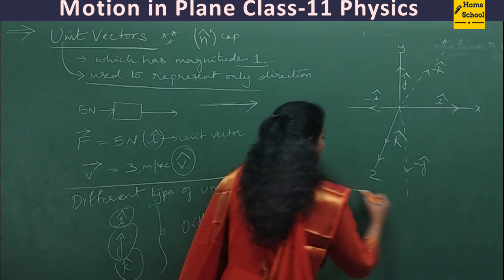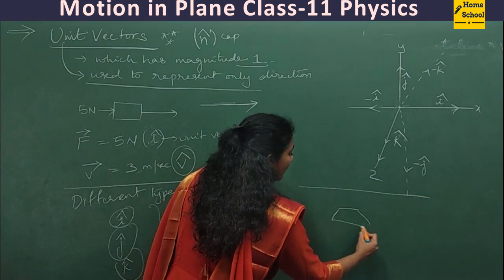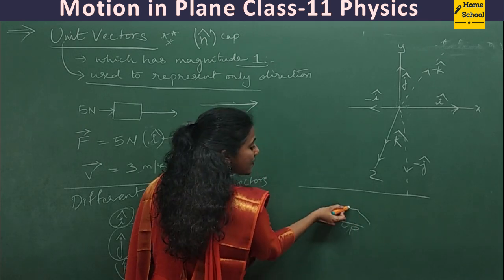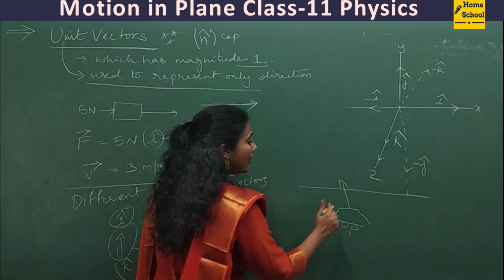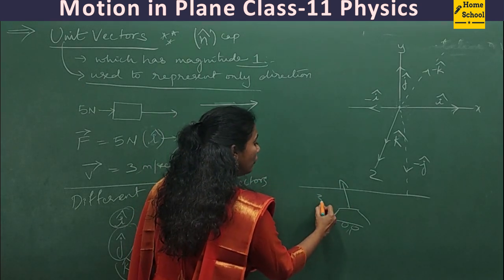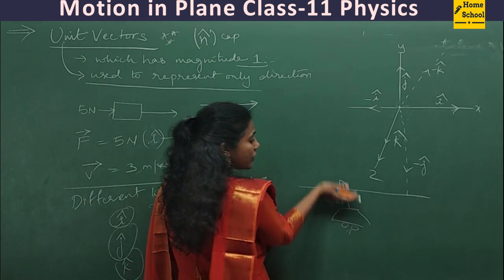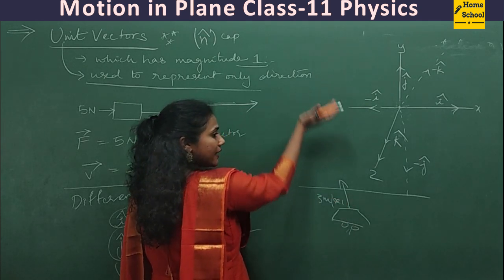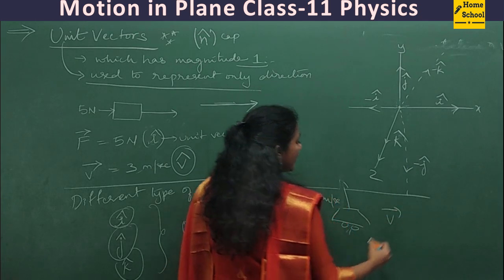Or one more example, try to observe. I have a car, and this car is moving like this in a positive y-axis, with a velocity of around 3 meters per second. So this is a vector, velocity is a vector, right? Its direction is like this, positive y-axis, right? So how do you represent the velocity vector here?